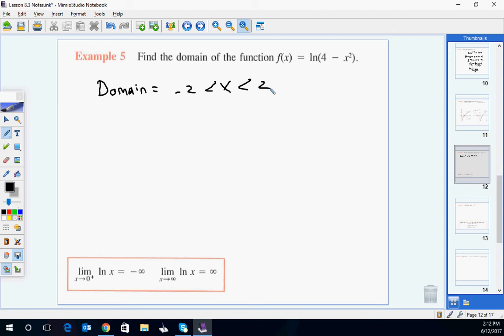4 minus x squared. So if I put 2 here, that's a 4. If I put -2, that's a 4. So that's kind of my breakpoints. Do I want outside or inside? Well, I want inside because if I go 5, 4 minus 5 squared is -21. We don't want negatives in there. So that's your domain. Essentially, the image looks like this. It's a semicircle.